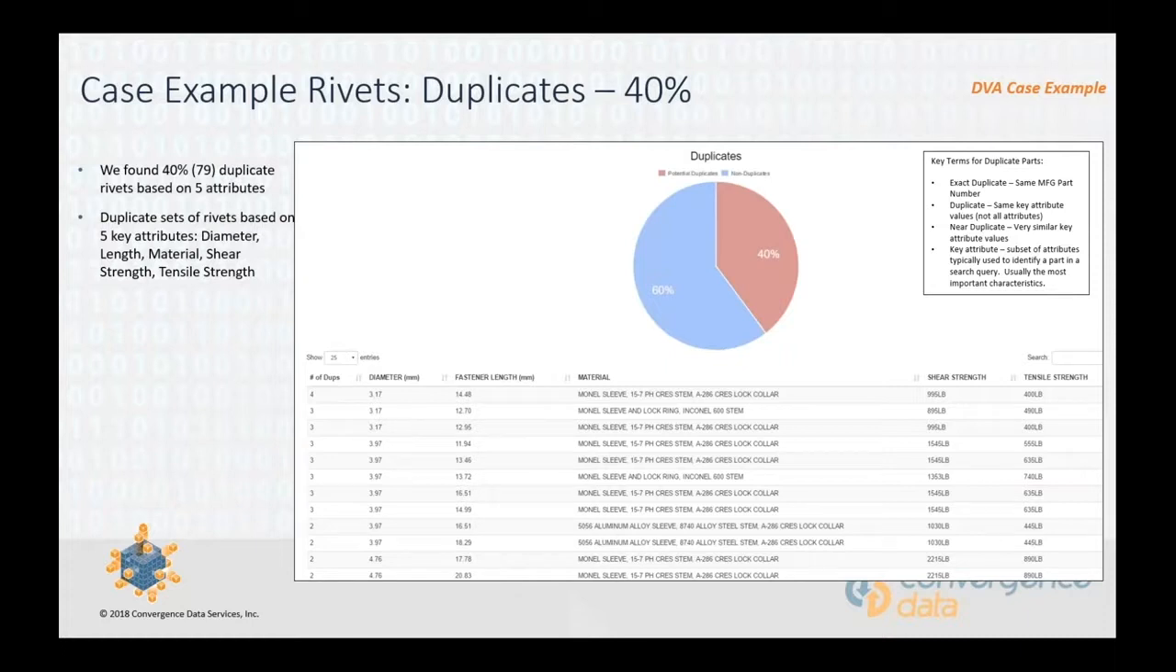And now we get into the meat of the DVA, which is the percent duplicates and near duplicates. And for these rivets, as we mentioned earlier in the executive summary, here's a graph showing 40% duplicates for the rivets. You can see these duplicates are based on the diameter, fastener, material, shear strength, and tensile strength. Those are the 4 or 5 key attributes for rivets, and that's a pretty high percentage. So this is an excellent candidate for rationalization for your company.